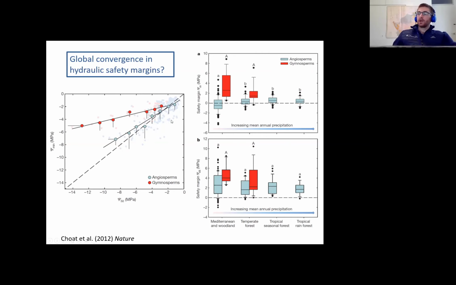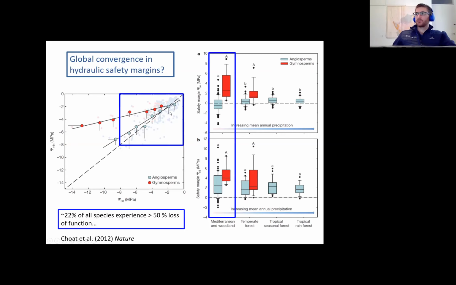And the paradigm that's emerged from this type of thinking is the idea that plants have converged on the safety margin. And this is the safety margin that I was referring to in the title. This is called the hydraulic safety margin. But what you'll notice is that there are a lot of species, particularly from Mediterranean woodlands, that have negative hydraulic safety margins. So these are the species that occupy this portion of the curve.